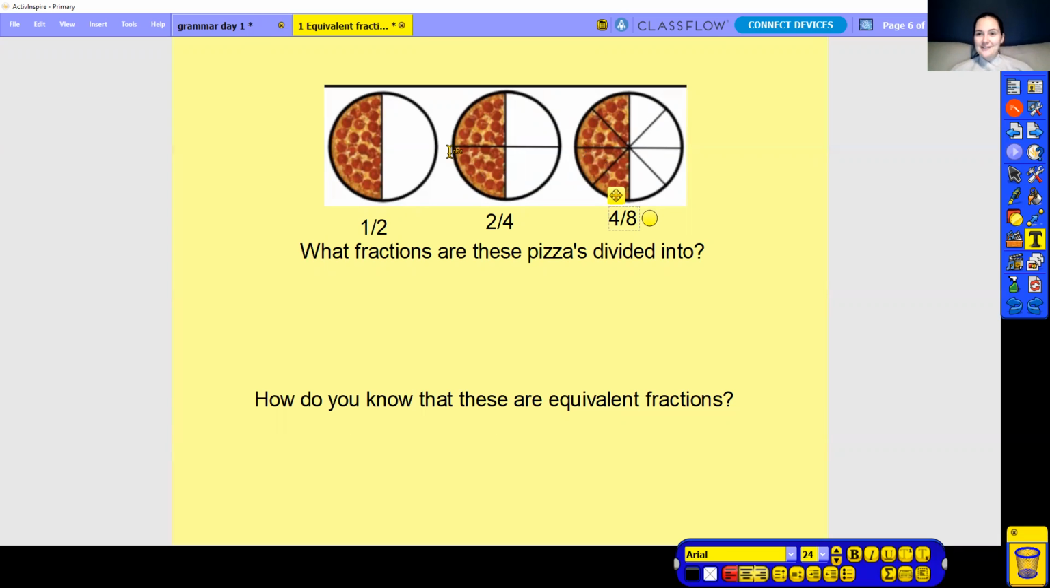So you've got 4 out of 8, 4 eighths here that are still pizza. So we've got a half, 2/4, and 4 eighths. And it says, how do you know that these are equivalent fractions? So how do we know they're equivalent?